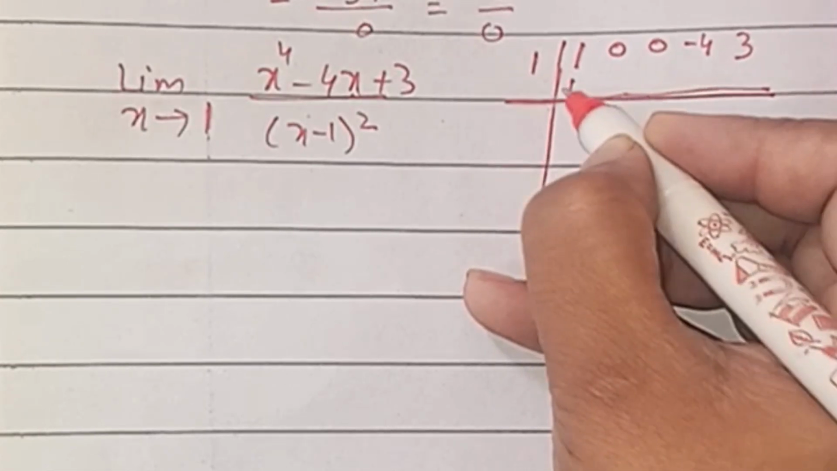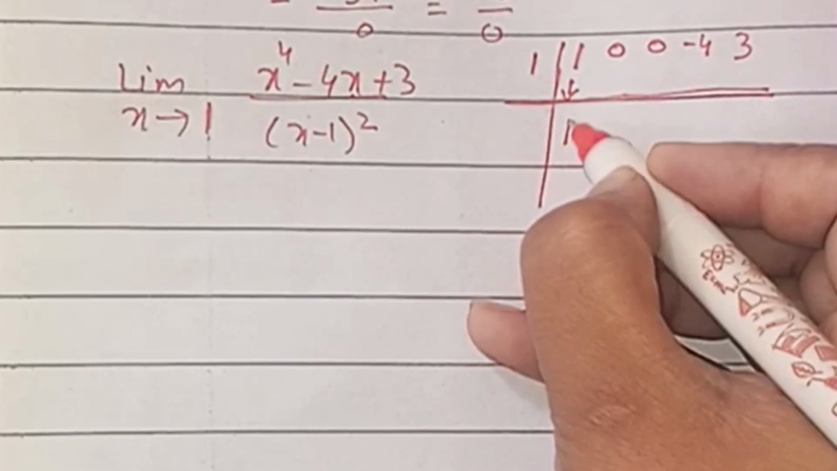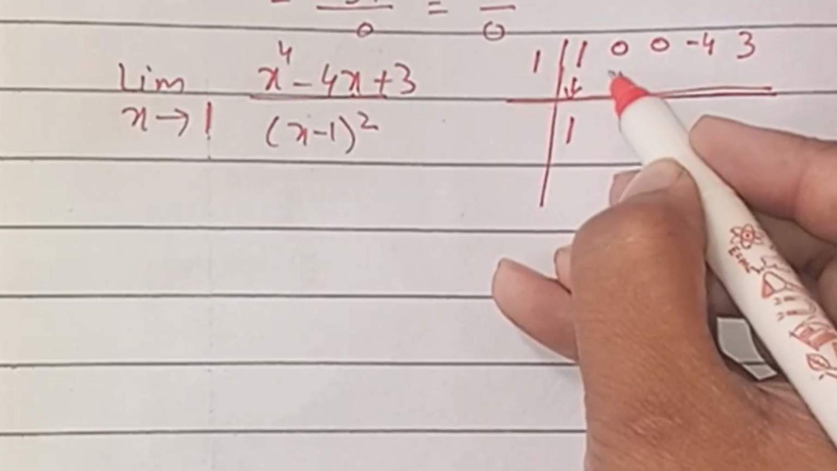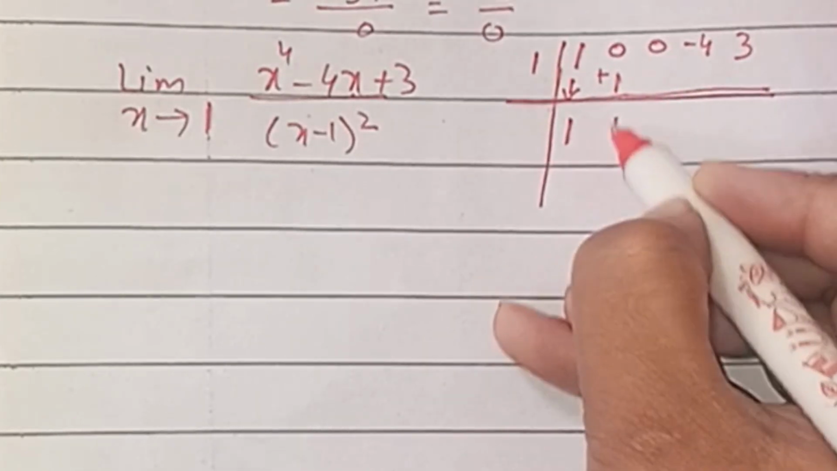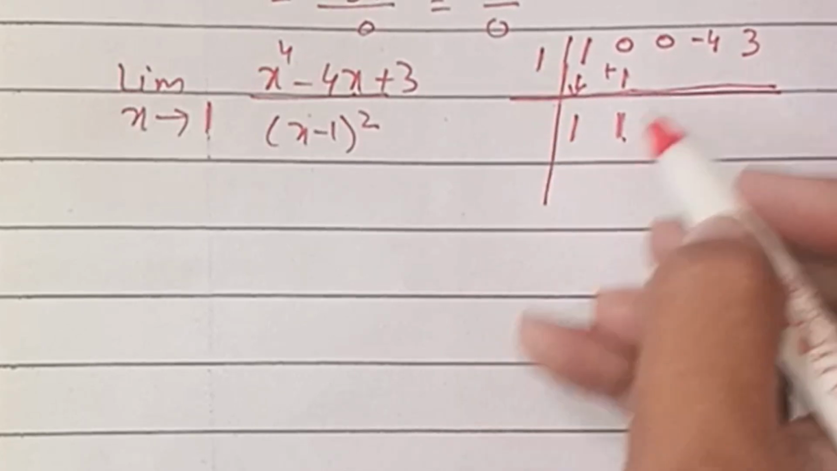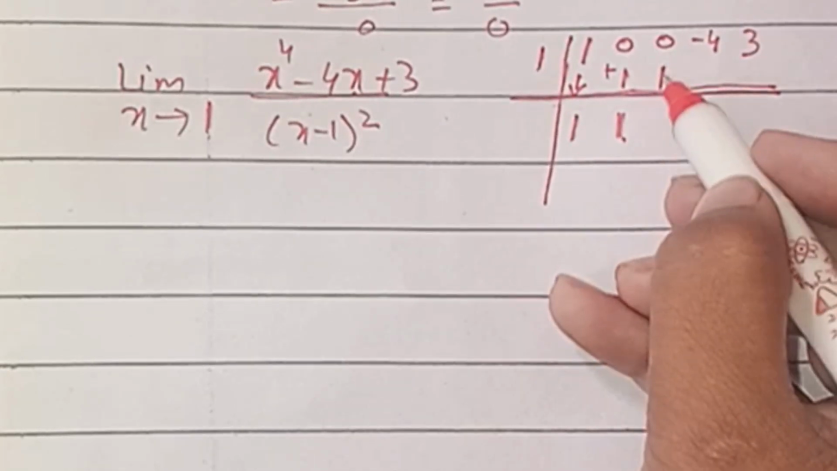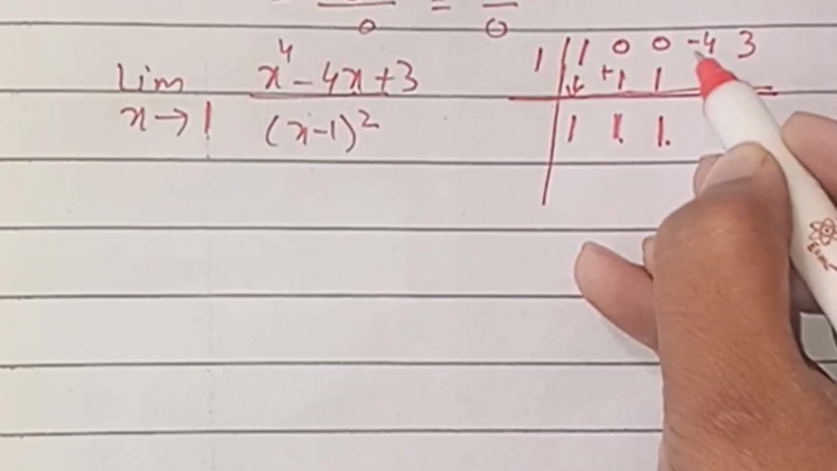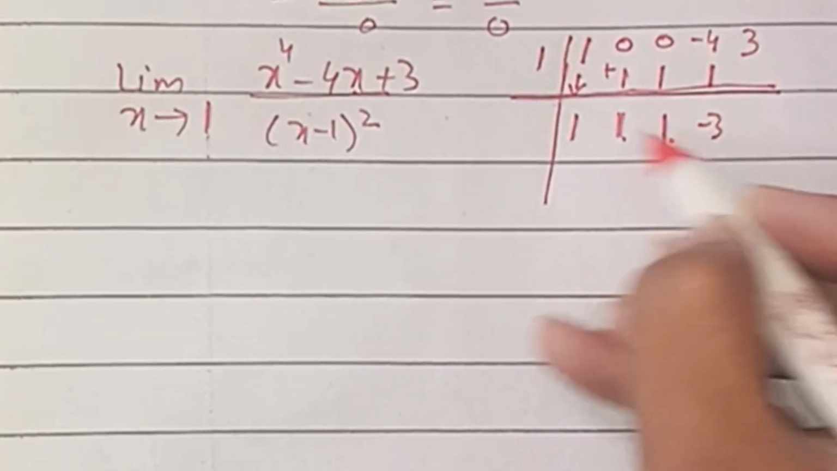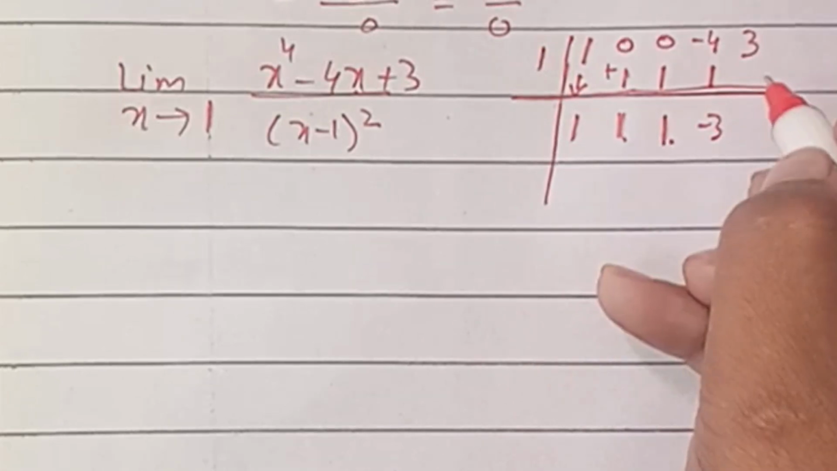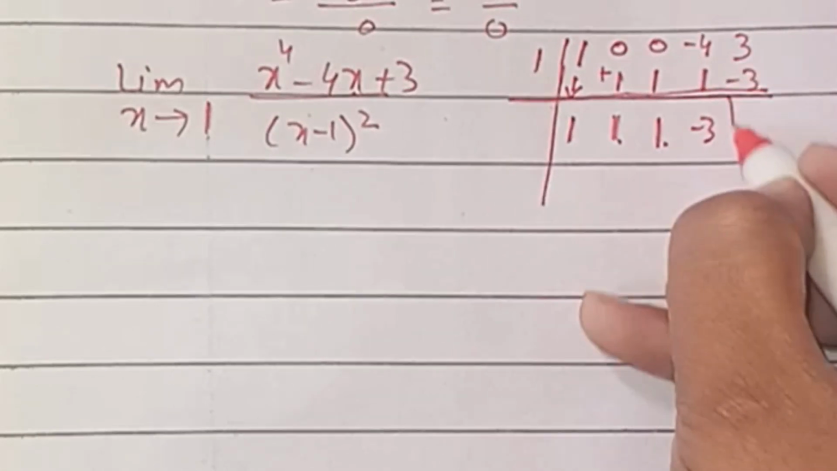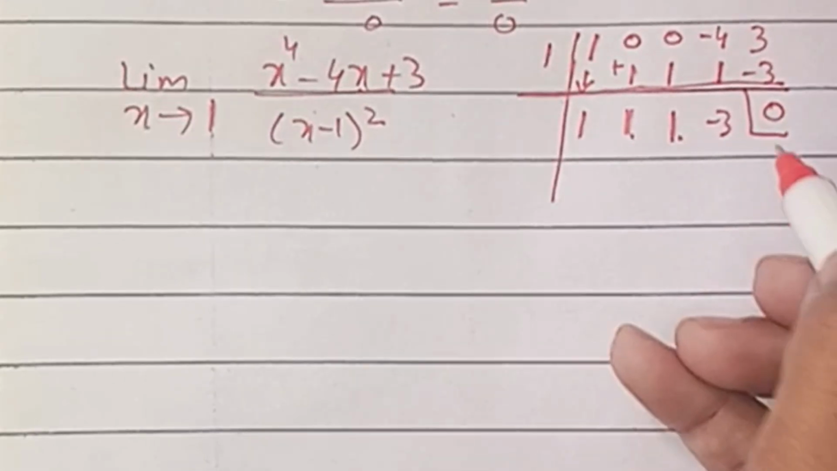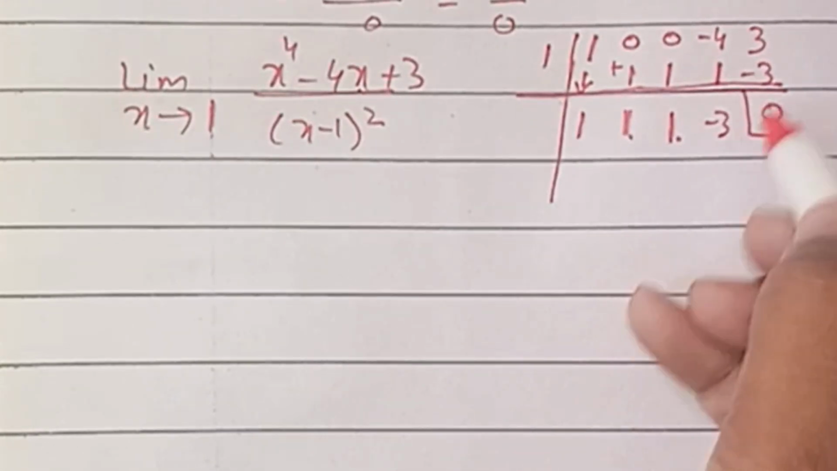Now we write the first number as it is. In the next step we multiply this 1 by this 1, we get 1, and 0 plus 1 is 1. Now multiply this 1 by 1, we get 1, and 0 plus 1 is 1. Multiply this 1 by this 1, we get 1. So minus 4 plus 1 is minus 3. Multiply this minus 3 by 1, we get minus 3. So 3 minus 3 is 0. So the last term, this remainder, is 0.